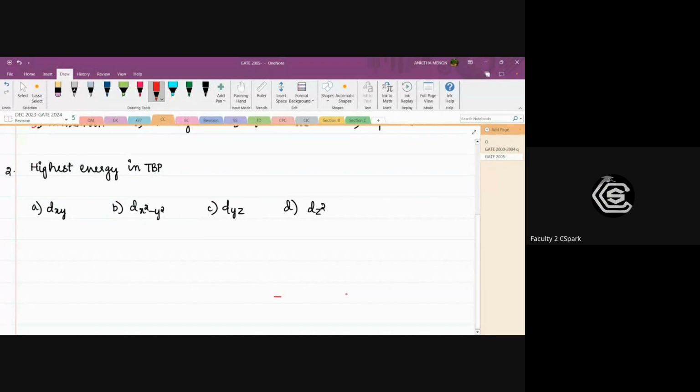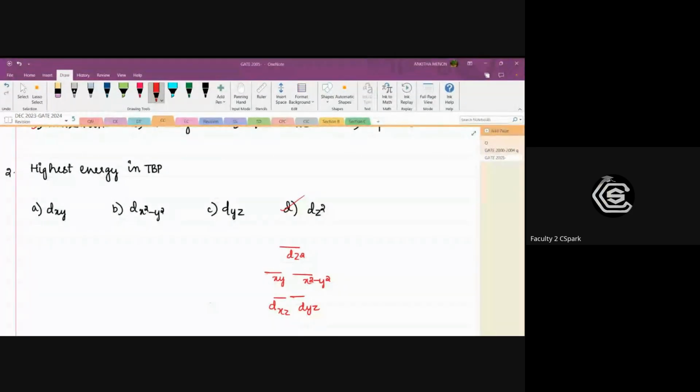So for trigonal bipyramidal geometry, you have dxz, dyz, and then you have dxy, dx squared minus y squared, and then you have dz squared. So you must know that this is how the d orbital splitting looks for trigonal bipyramidal geometry. If this is the splitting, then which has the highest energy? dz squared. Good.